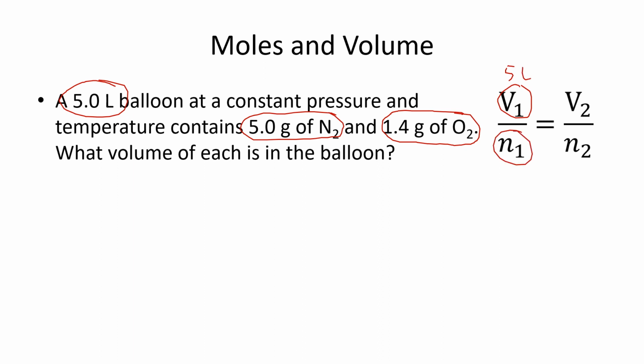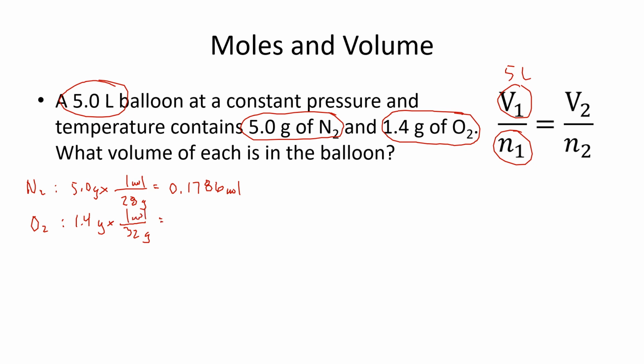The total moles we don't know, so let's work that out first. We'll start with the nitrogen, and we've got 5.0 grams, and we know that nitrogen is 28 grams per mole. And so that comes out to 5 divided by 28 is 0.1786. Keep a bunch of digits for now. Moles of nitrogen.